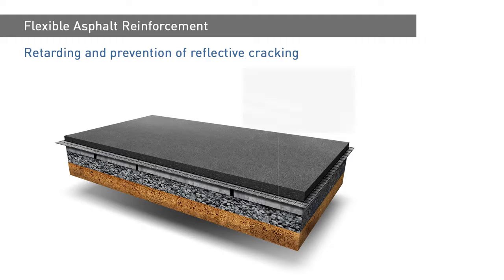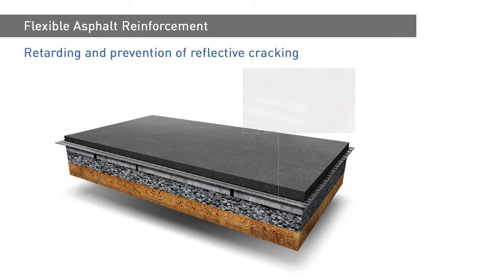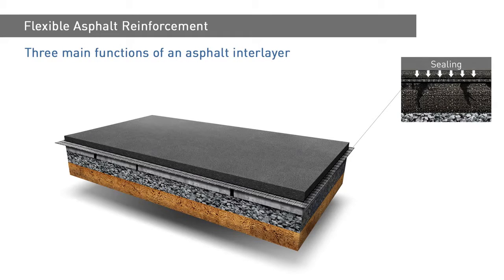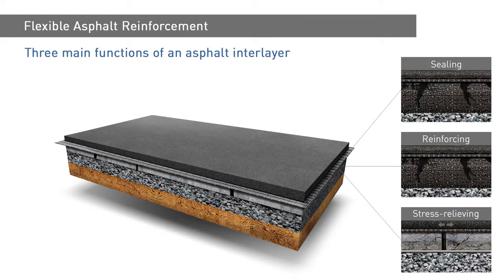An asphalt interlayer can fulfill three main functions, and depending on the application, one or several of these may be met by a single product. 1. Sealing function, to prevent the ingress of water and oxygen into the asphalt pavement. 2. Reinforcing function, to accommodate tensile stresses where incorporated in a structurally continuous assembly between two asphalt layers. 3. Stress relieving function, where incorporated in a flexibly bonded assembly, for example, for concrete pavements with asphalt overlays.